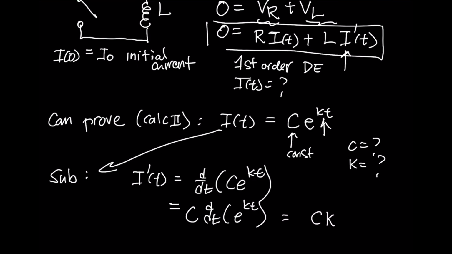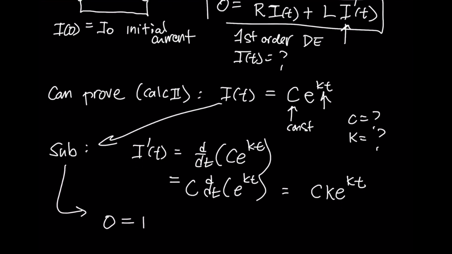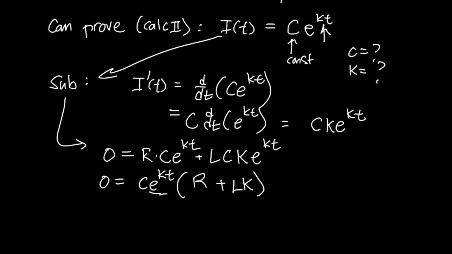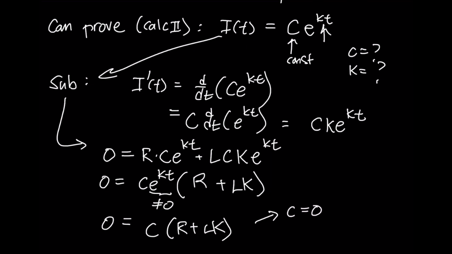And when we sub this into the differential equation, we'll have 0 equals R times C times e to the kt plus L times C times k times e to the kt. So you can see immediately that there's a common factor of C e to the kt. And when I remove that common factor, I'll have the following. This exponential is never 0. So my choices are either C is 0, which is just the trivial solution, which means there is no current flowing in the circuit. So we're going to ignore that.